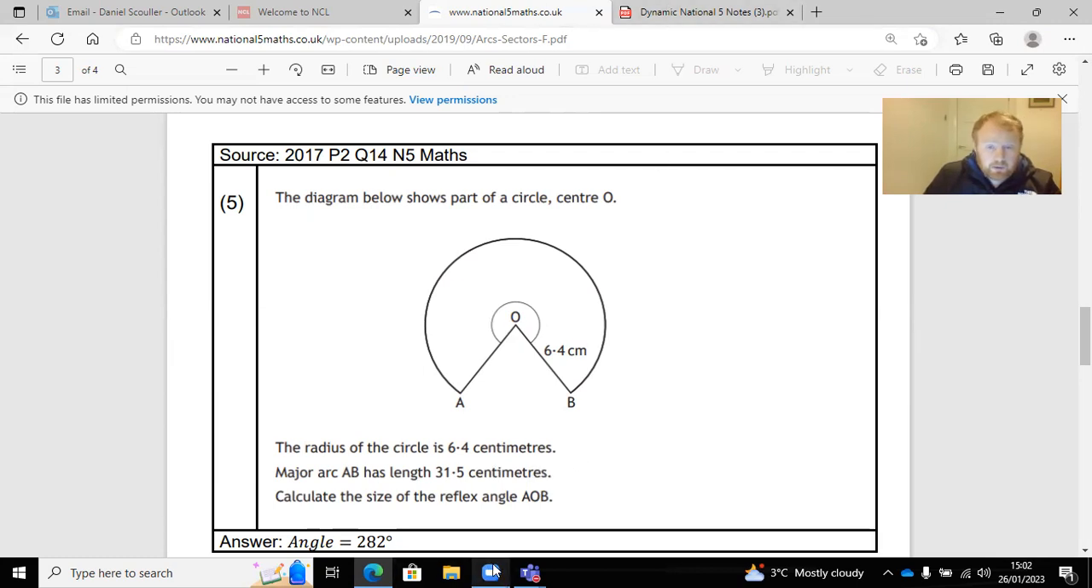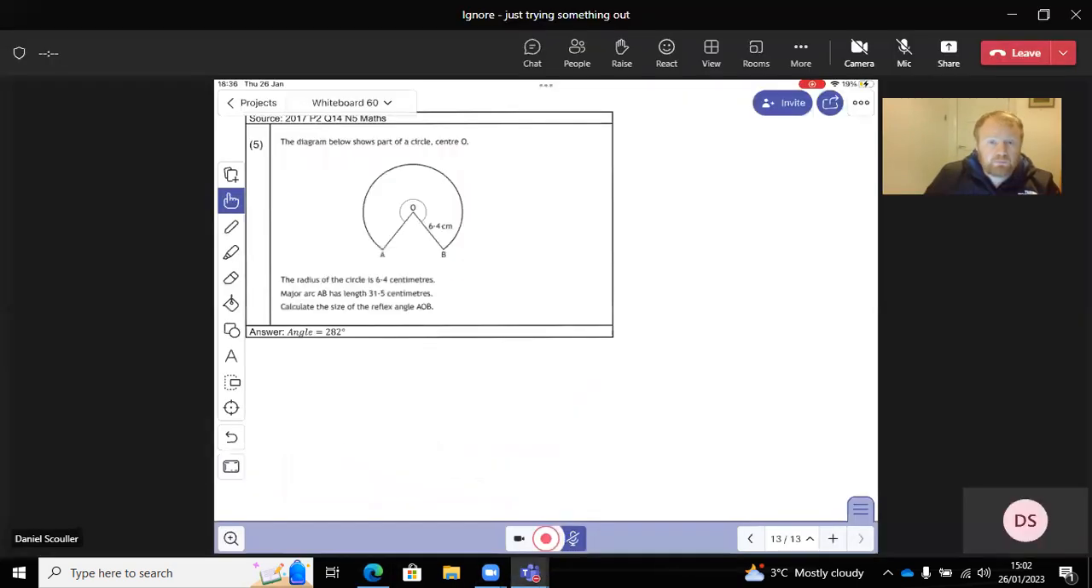Let me go back to that. Where was I? Okay, so 2017, paper 2, question 14. Paper 2 is a calculator paper, remember? So when you're doing past paper questions, just be aware of that. Okay, paper 2, calculator paper. What are we looking for? Calculate the size of the reflex angle.